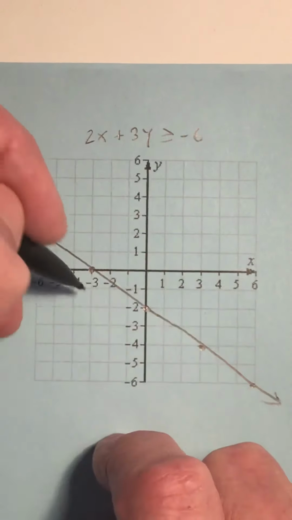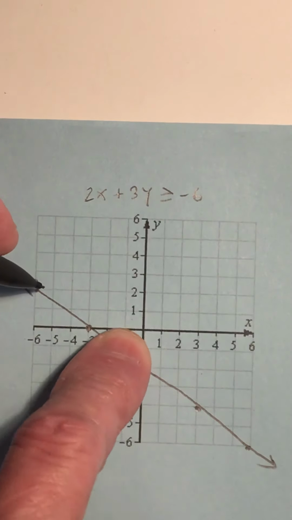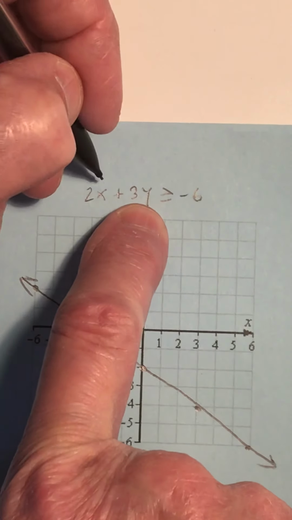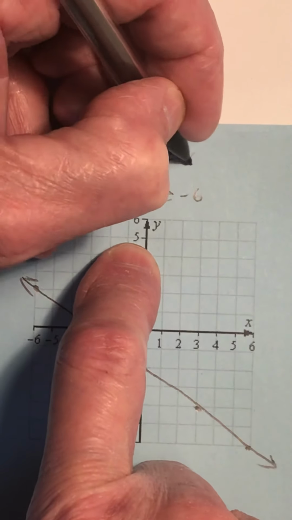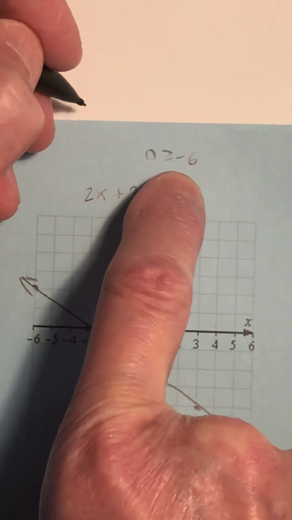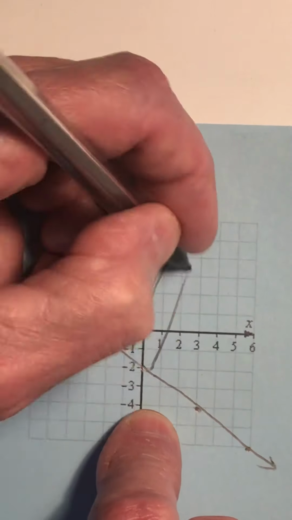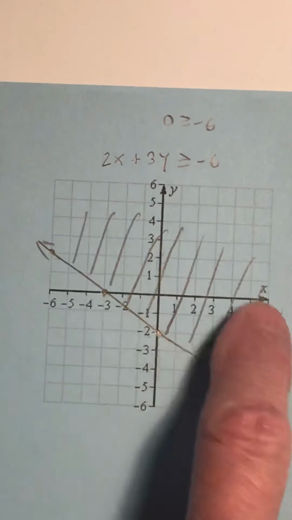And typically, the line does not go through 0, 0, so we use 0, 0 for the easy plug-in point. 0 for x, 0 for y would be 0 plus 0 is 0. And that would then say 0 is greater than or equal to negative 6. Is that true? Yes, that is true. So the 0, 0 side is where the shading goes, and you don't have to do any more than this just to make it clear where you believe the solutions are.